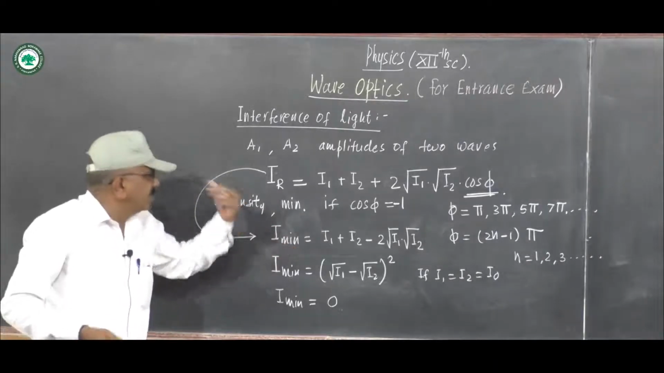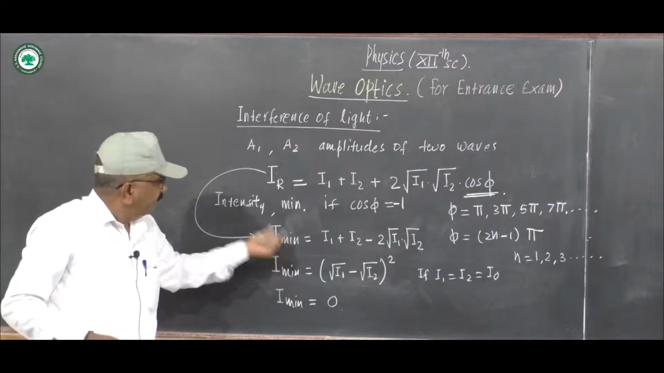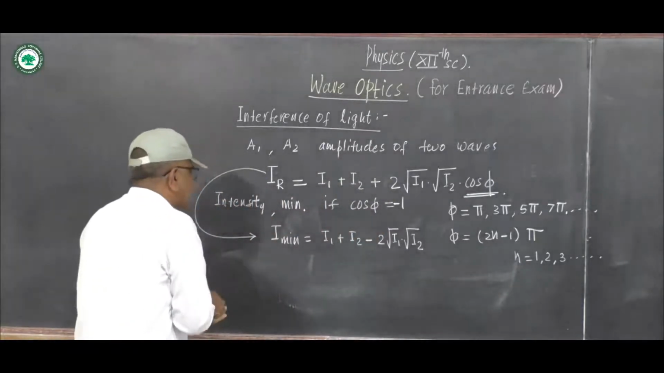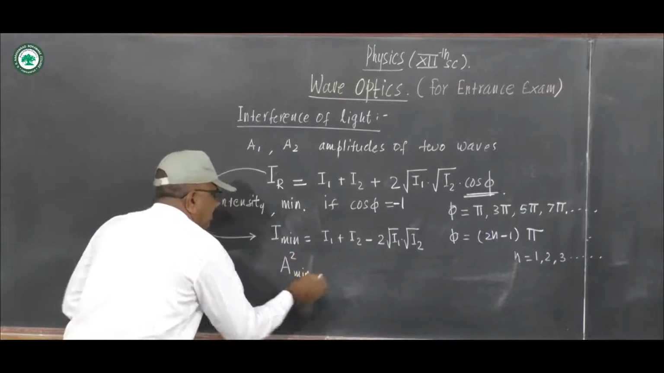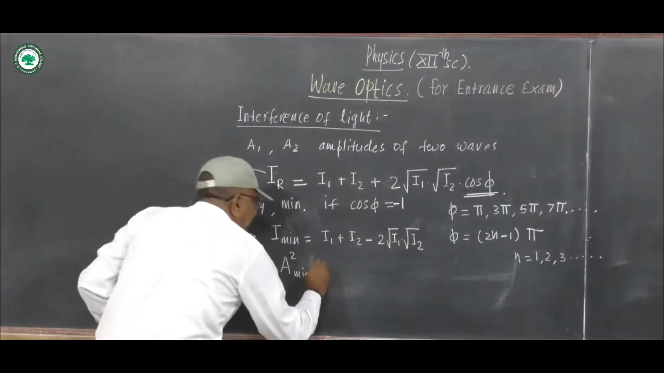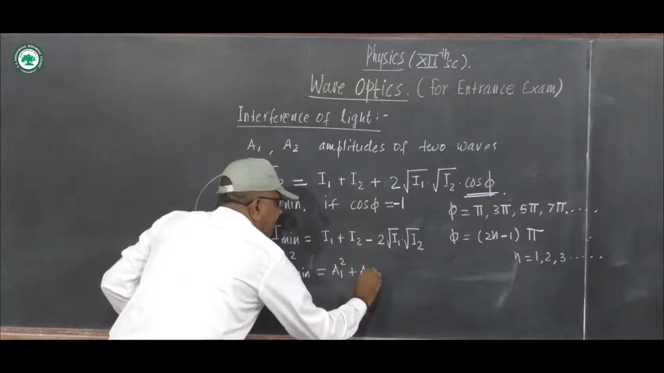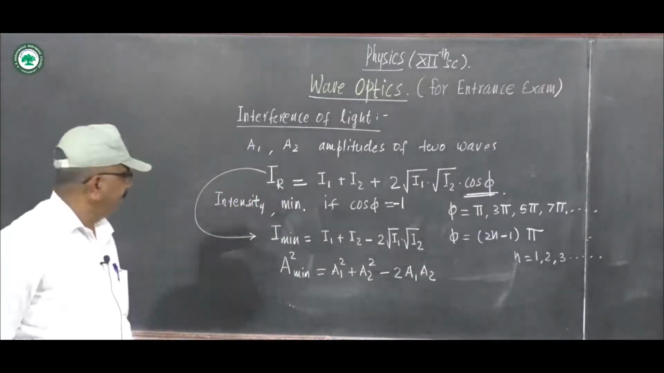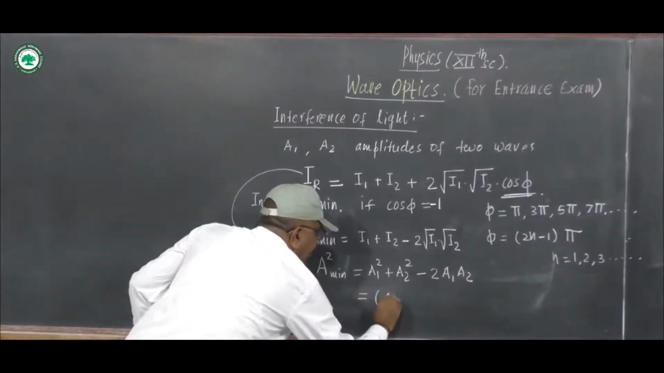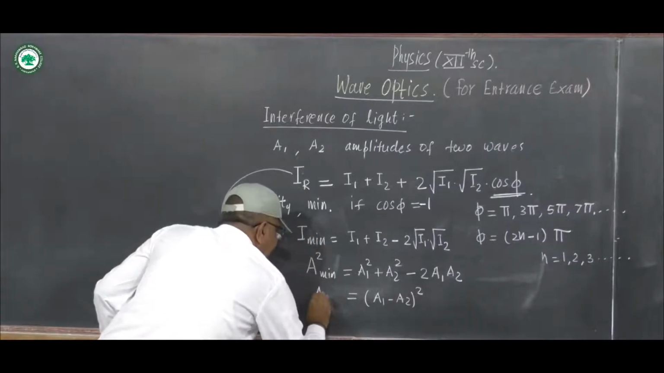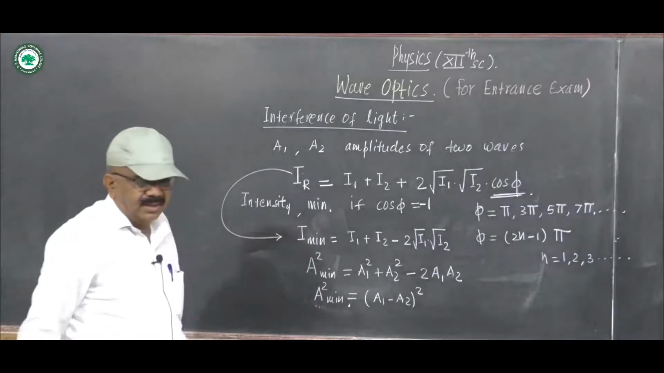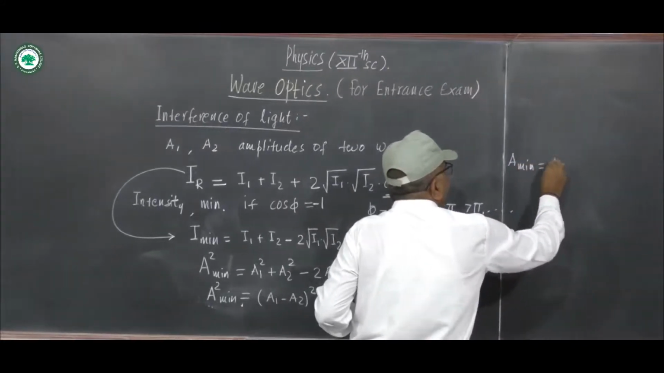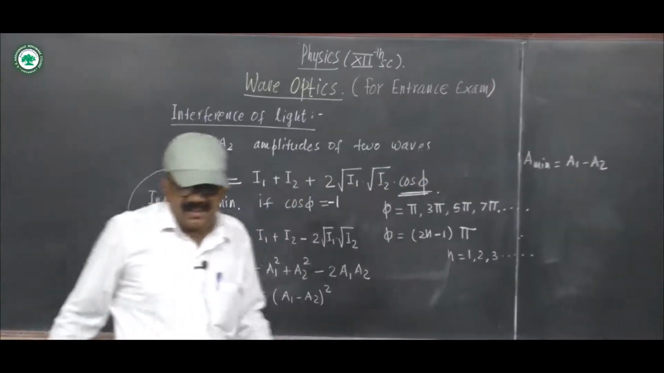Now in terms of amplitude, we write this as I minimum as A squared minimum. A squared minimum is equal to, this I1 is nothing but A1 squared plus A2 squared minus 2 A1 A2. This is nothing but (A1 minus A2) squared, and this is A squared minimum. Taking square root on both sides, we get A minimum is equal to A1 minus A2.